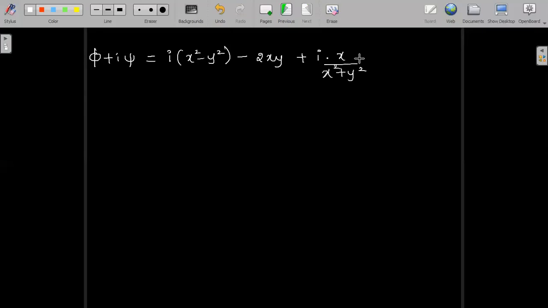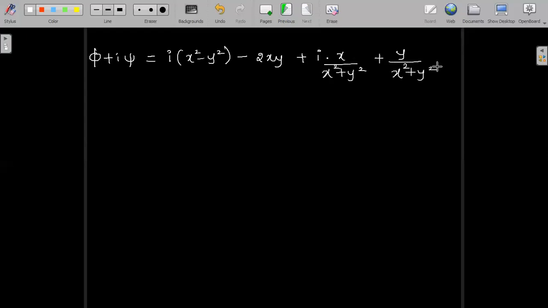So this will be now equal to 5 plus i psi, which is now equal to, we'll multiply i inside as I mentioned. So we have i into x square minus y square, minus 2 into x into y, plus i into, I'll explain, i into x divided by x square plus y square. Then the last term will be plus y into x square plus y square.